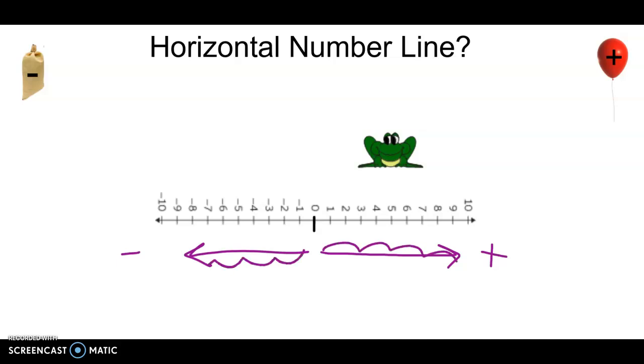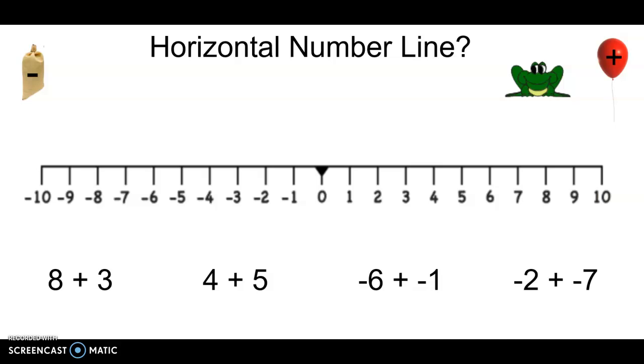Adding sandbags, I'd move this way to the negatives. Okay, so this is the way we usually see number lines, and we're going to use horizontal number lines like this for the next few examples. Okay, so these first four, you have the number lines on your paper. You're going to do these problems with me on the number lines that you have on your sheet. Okay, so notice first that I have positive and positive, positive, positive, negative, negative, negative, negative.